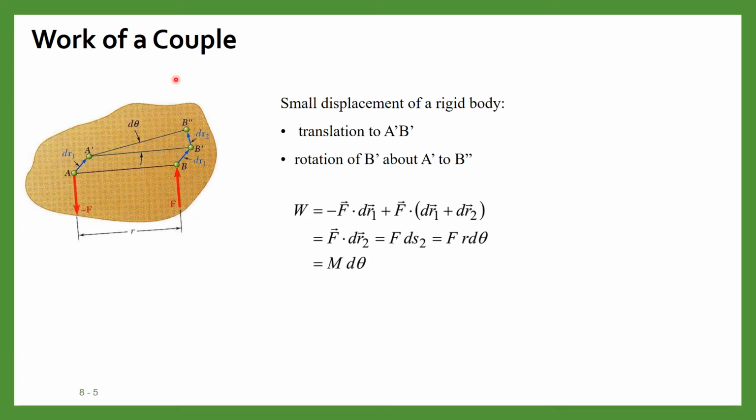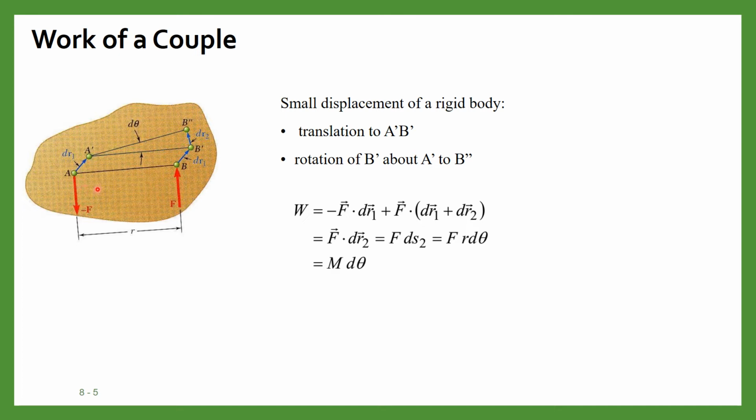Now let us see the work of a couple. Consider the rigid body, and suppose these are the two points A and B, and the couple is acting on AB. Suppose this is F, this is minus F. Under the action of the couple, there are two types of motion: translation from AB to A' B', and rotation of B' about A' to B''.